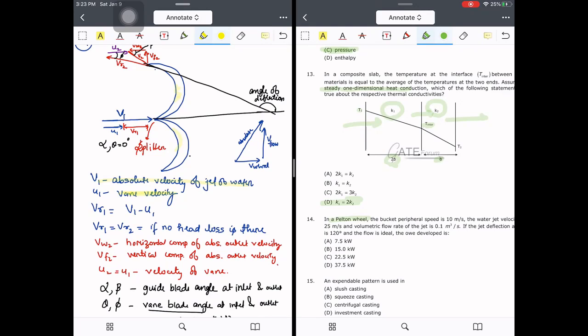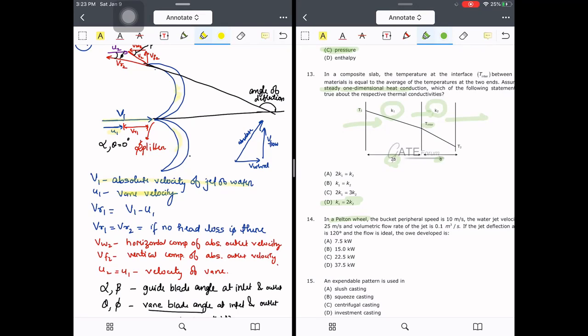V1 is the vane velocity. Vane velocity means the velocity with which the blade, the bucket, is moving. Now definitely when two bodies are moving, there will be a relative velocity. So VR1 is the relative velocity.